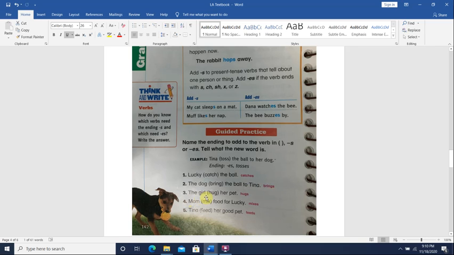Number 3, the girl hugs her pet. The girl, we add S, her pet. The girl is one person, and we add an S to show that it's in the present tense.